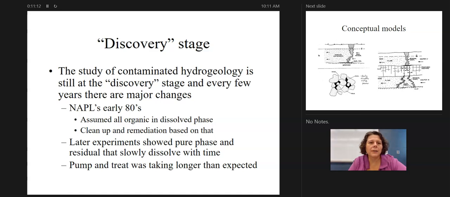Okay. So the discovery stage, the study of contaminant hydrogeology is still at the discovery stages. Back in the early 80s is when we started looking at NAPLs. Now, you guys see the word NAPL on there. What does NAPL stand for? Do you know what NAPL stands for? NAPL stands for non-aqueous phase liquids.